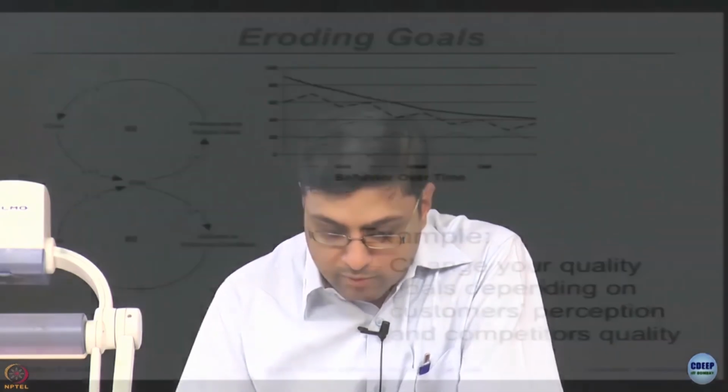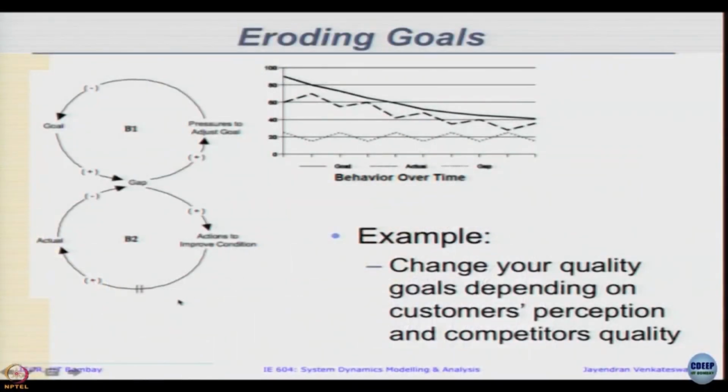You can observe that almost all these loops, in the previous figures also and the ones coming forward, there are always these double lines indicating delays within the system that are actually causing this dynamic behavior over time.